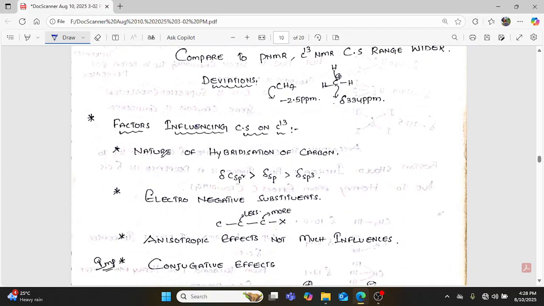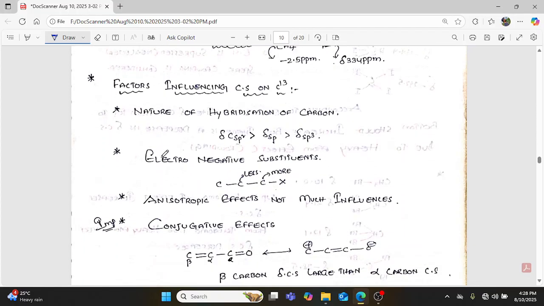Factors influencing: there and here, similar factors, such as the nature of hybridization, electronegativity, anisotropy, conjugation, whatever factors we have discussed there, similar kinds of factors are discussed here also. See, there also, according to electronegativity, an sp hybridized proton should have a higher delta chemical shift value, but it is very much lesser, or not.